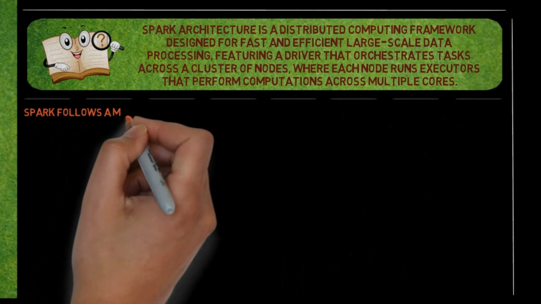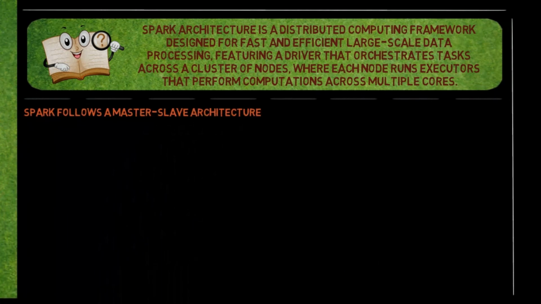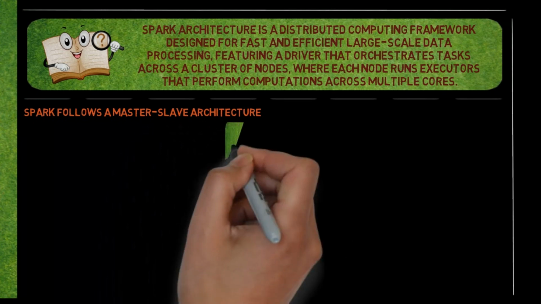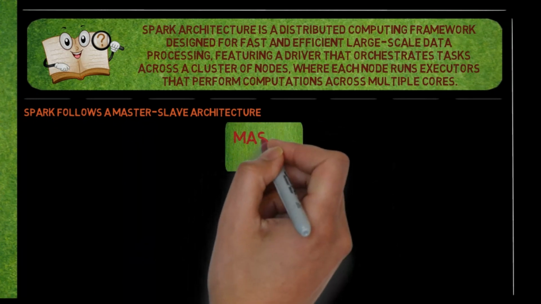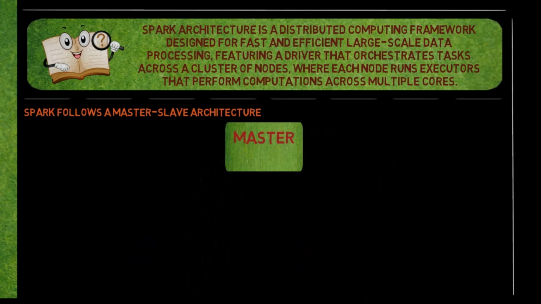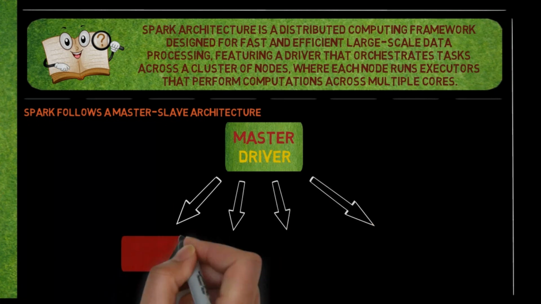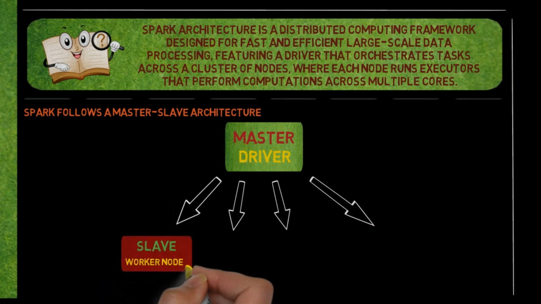Spark follows a master-slave architecture. The master node, also known as the driver, is responsible for orchestrating the execution of tasks. It manages the cluster, maintains metadata, and distributes the work. The slave nodes, also called worker nodes, execute the actual tasks.